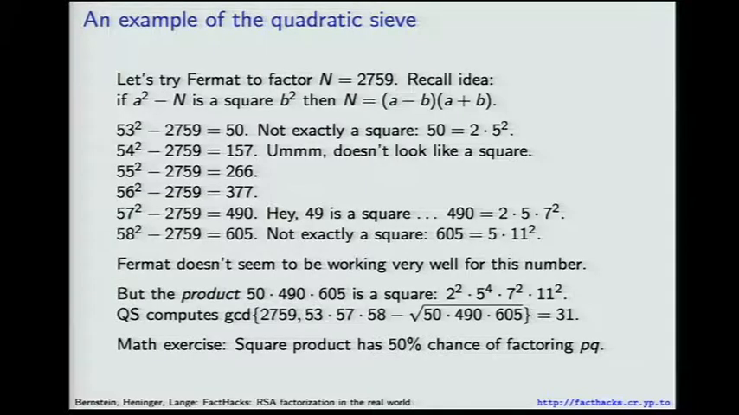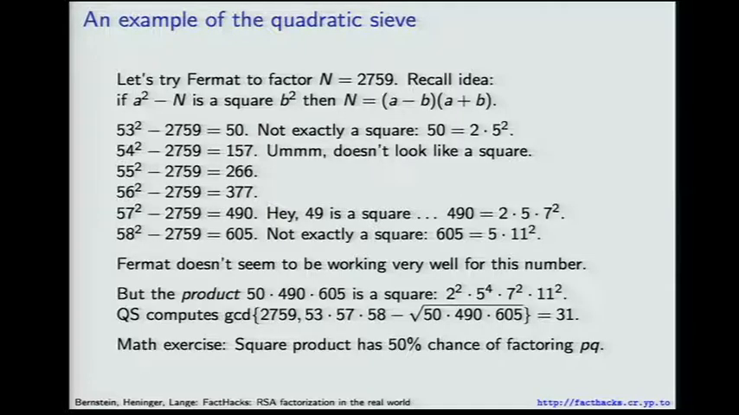Here's what the quadratic sieve does. From the same computation, you look at these numbers that were not exactly squares, 50 and 490 and 605, and you notice if you multiply them together, 50 was 2 times 5 squared, 490 is 2 times 5 times 7 squared, 605 is 5 times 11 squared, and when you multiply those together, you get 2 squared and 5 to the 4th and 7 squared and 11 squared, and that's exactly the square of something. The square of 2 times 5 squared times 7 times 11.